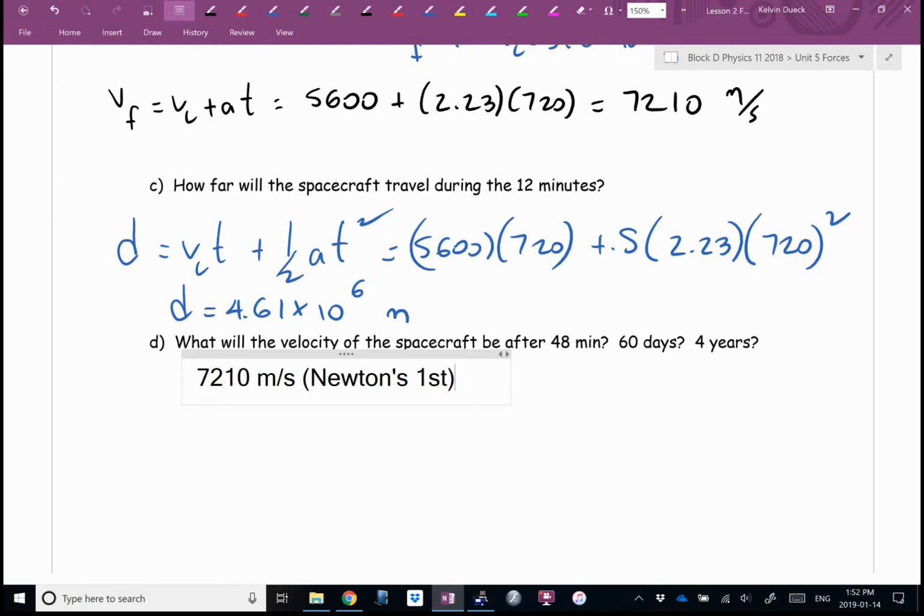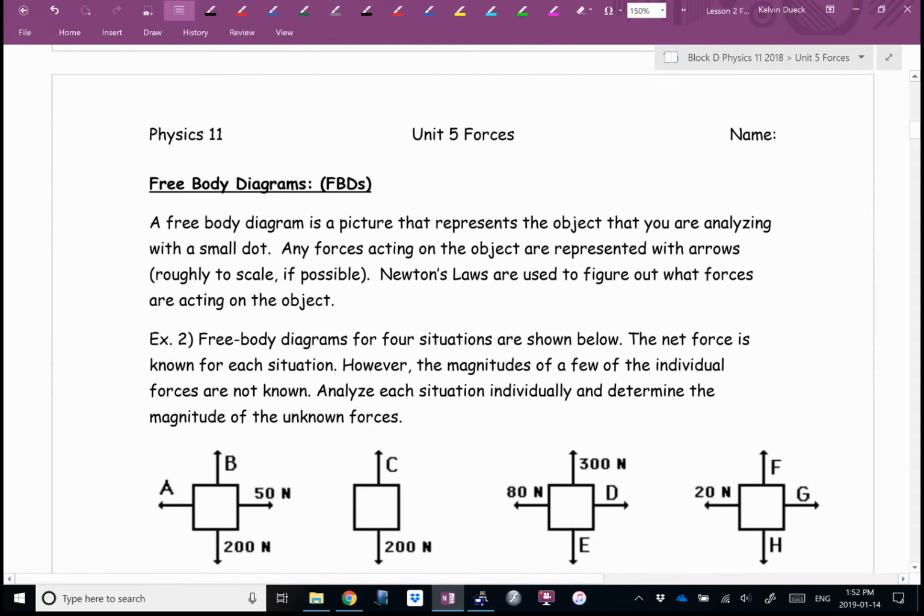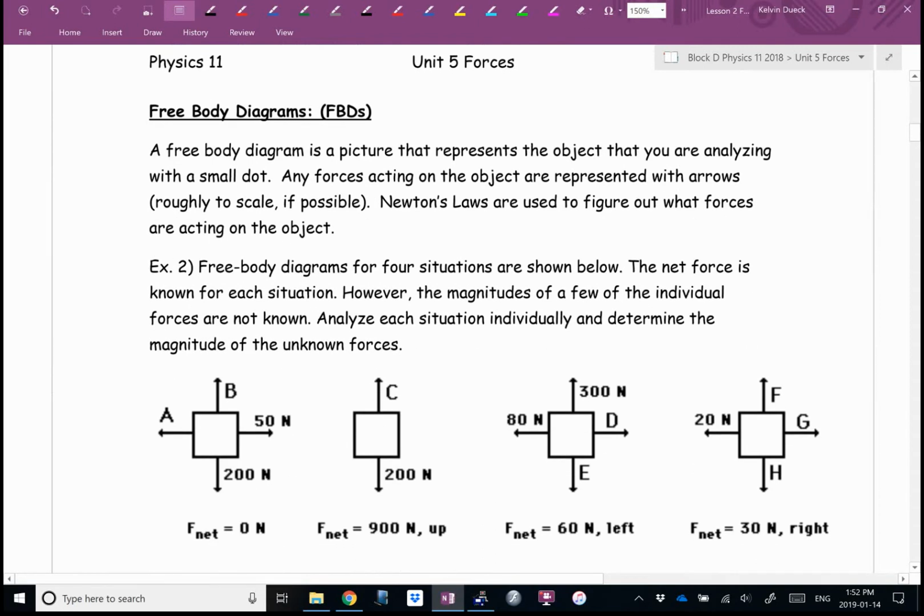So I don't know. That's just kind of a setup, Kenley. Are you ready? Good stretch? Here's the lesson. Free body diagrams, FBDs. A free body diagram is a picture that represents the object that we are analyzing with a dot. Any of the forces acting on it are represented with arrows, roughly to scale. And what I mean by roughly to scale, if I know one force is bigger than another force, I'll make sure that arrow is longer than the other one. If I know that two forces are the same size, I'll try and eyeball their arrows so that they are the same size. Newton's laws are used to figure out what forces are acting on an object.